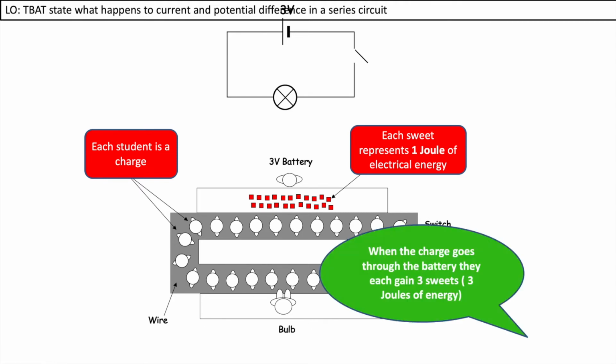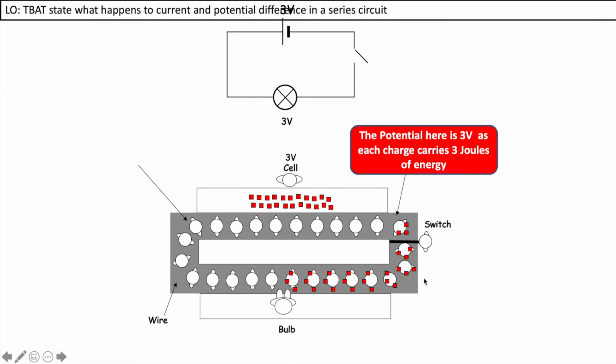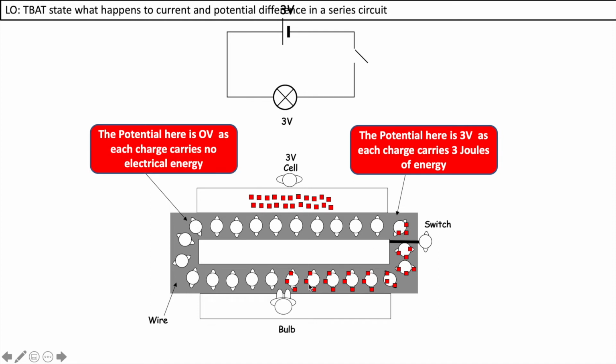So when the charges go through the battery, they gain 3 sweets each, because the battery gives 3 joules per charge. So you can see now each of those students who have gone through the battery has 3 joules, 3 sweets each. So the potential difference here is 3 volts because each charge is carrying 3 joules of energy. They lose that electrical energy, which is converted into heat and light in the bulb here. And so here, they're not carrying any electrical energy, so the potential here is 0 volts, because that's 0 joules per charge.